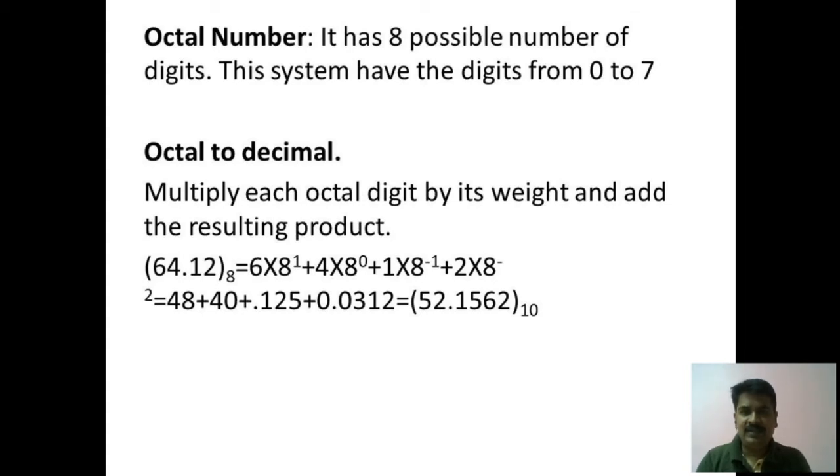So the example which I have taken is 64.12 to the base 8. 6 is the first digit, and its weight or place value is 8 to the power of 1, and the second digit is 4, and the weight is 8 power 0. After the point the digit is 1 and the weight is 8 power minus 1, and this 2 is 8 power minus 2. Again, if you sum all these things together, you will get a decimal number which is equivalent to the given octal number, and the answer is 52.15625. That's a decimal number, and that is the answer for that problem.